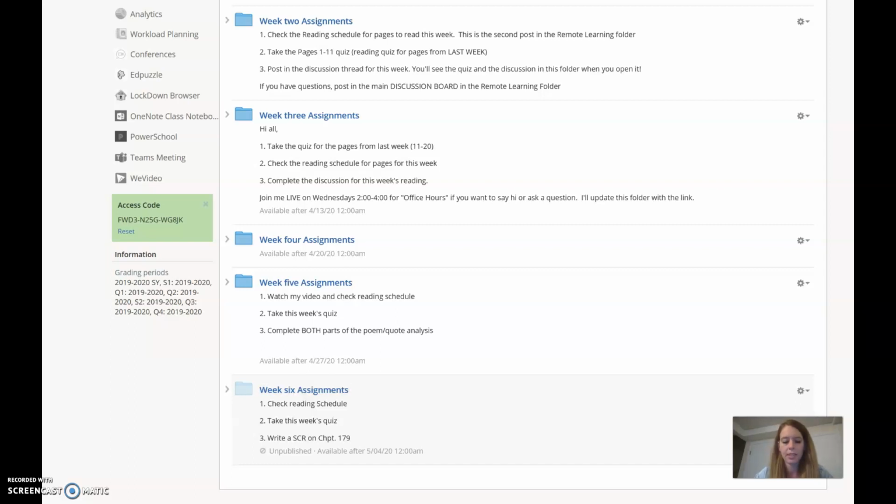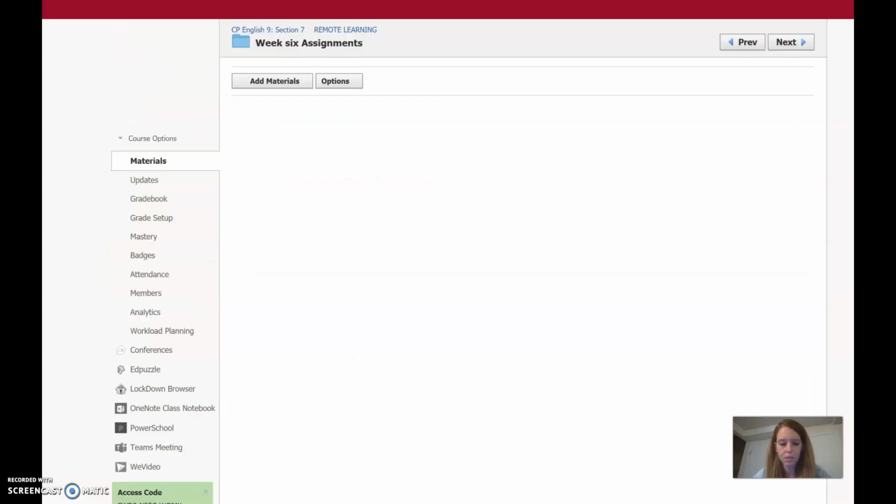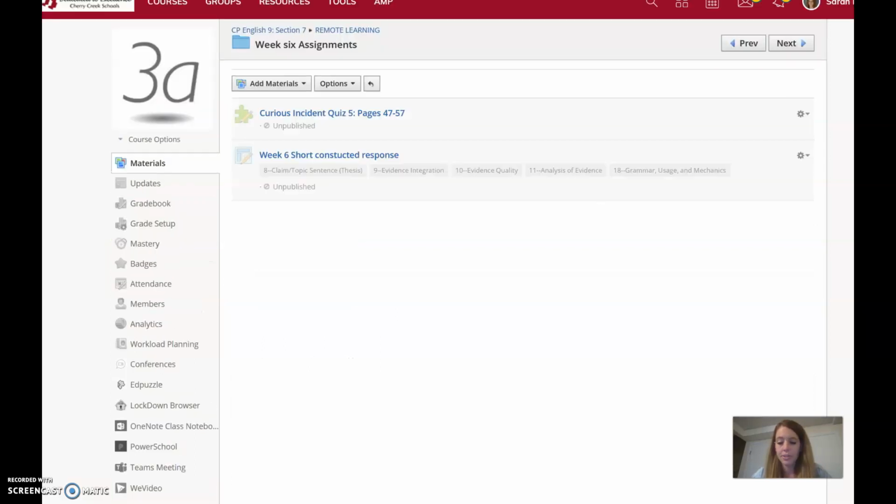Click into the week 6 assignments folder. And there's two things you're going to do. Of course, you're going to have a quiz. This one's, I think, pretty short. If I remember, it's only 5 questions. Don't mark me on that. I just seem to remember copying it in there and it only being a couple questions. So do that one. And then you're going to write a short constructed response on chapter 179 in the book.